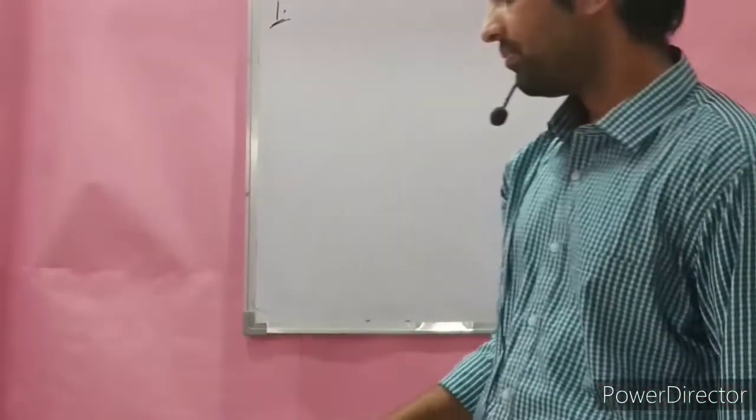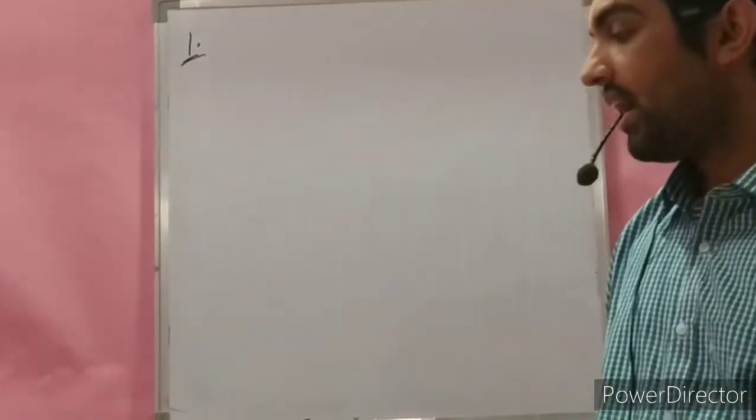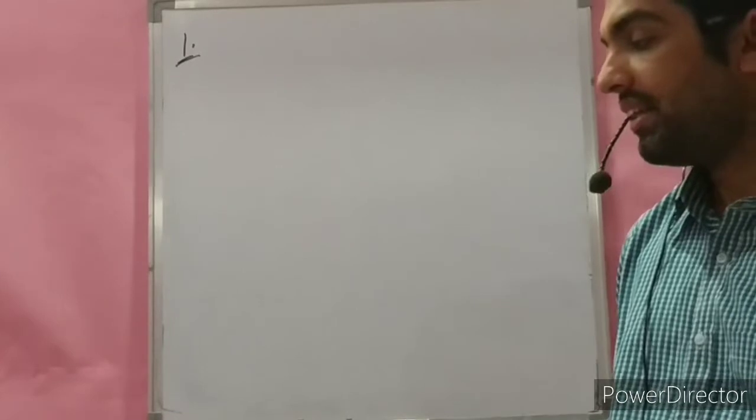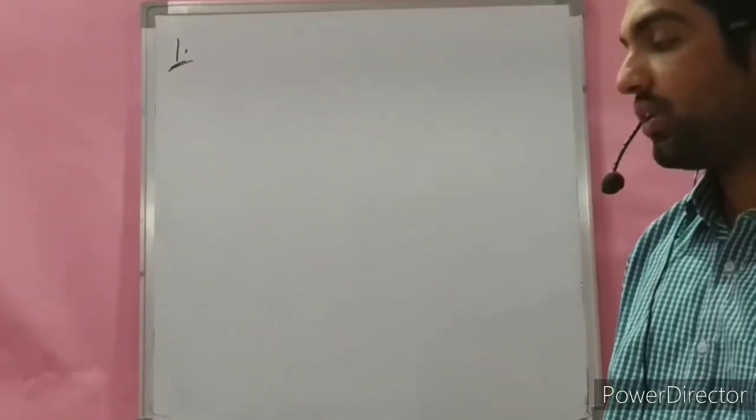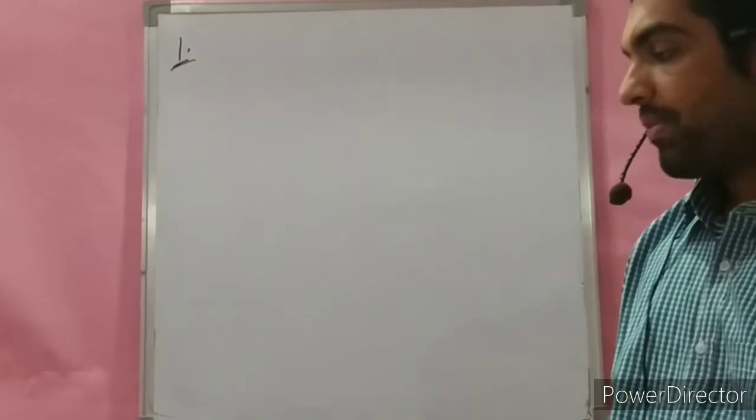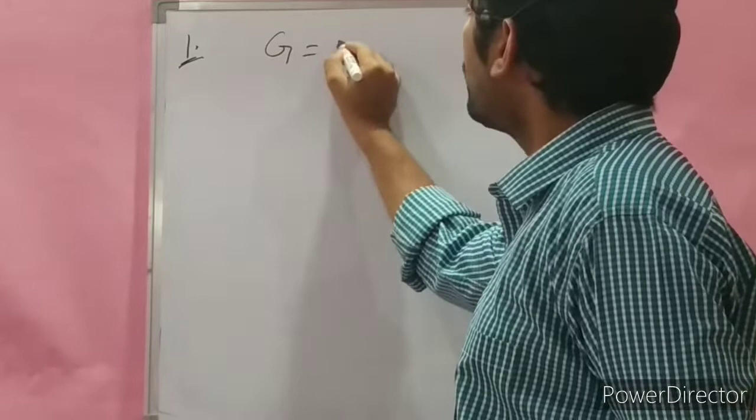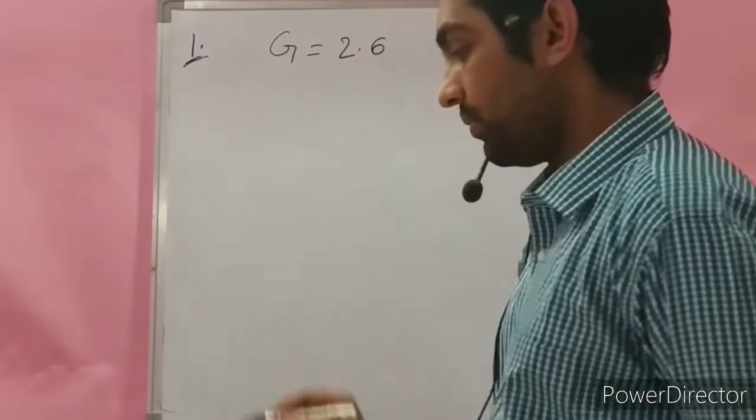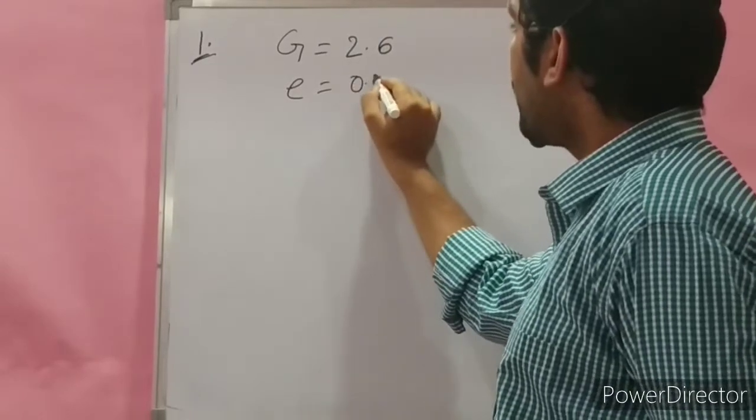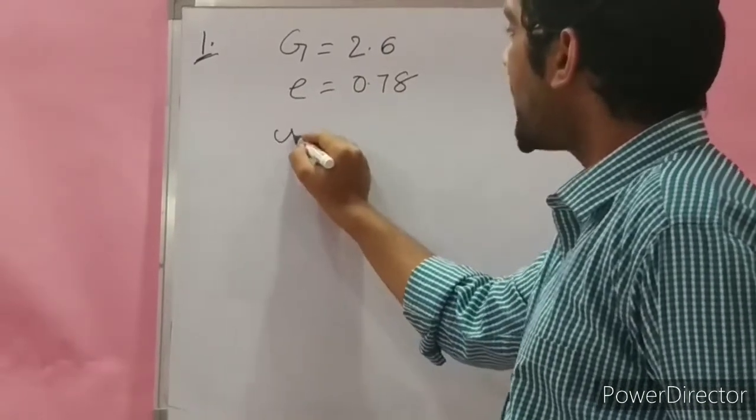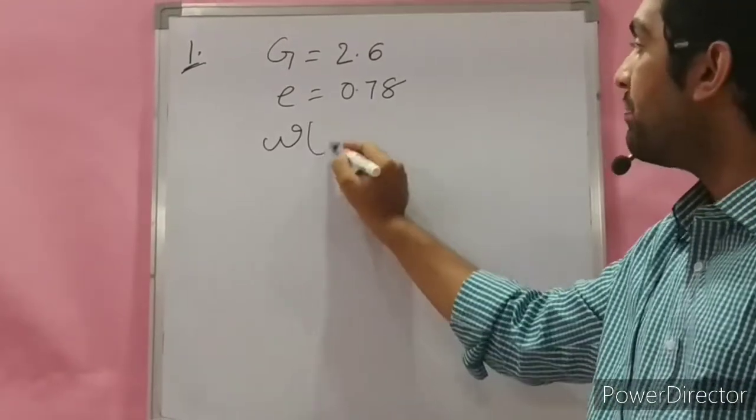Problem number 1. A soil sample is having a specific gravity of 2.6 and void ratio of 0.78. The water content required to fully saturate the soil at that void ratio is dash. A soil sample has specific gravity G = 2.6, and void ratio is given as 0.78. Find the water content at full saturation in percentage.